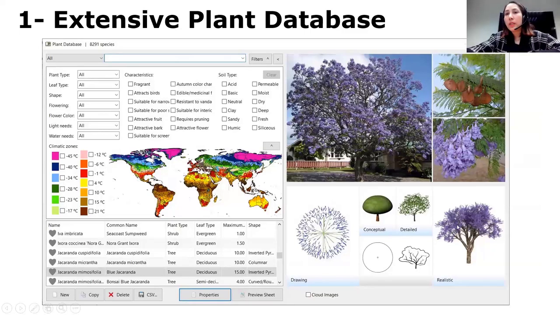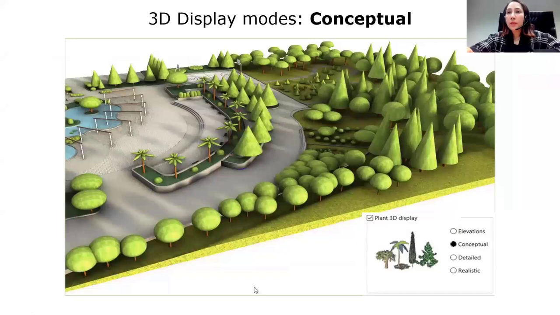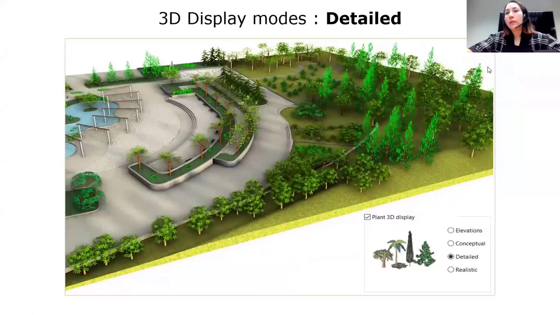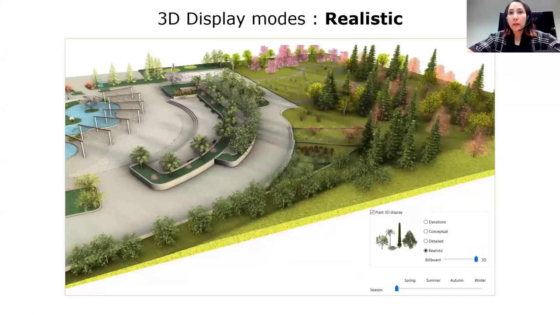Any plant species that you see here has different display modes, as you see, the conceptual, detailed, or different blocks. So it depends on in which representation mode you are working. You will see different types of plant species blocks. This is the conceptual one. By one click, you get another one, which is detailed, and the realistic one as well. In realistic form, you can shift between different seasons, and there are many plant species that represent different forms in different seasons.